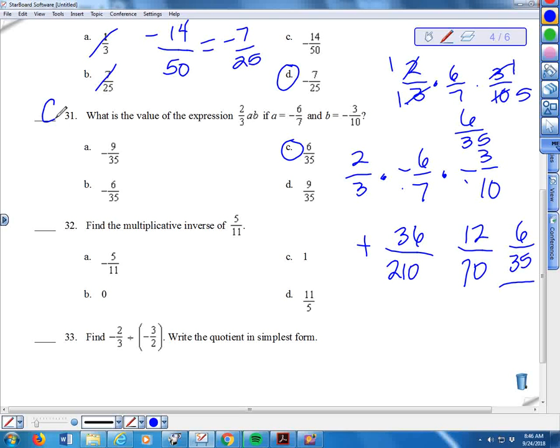Find the multiplicative inverse of 5/11. So like multiplying the inverse? It's the reciprocal. Yep, 11/5.